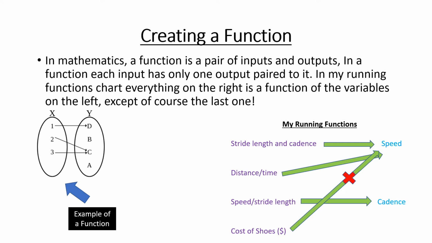So you could say that D is a function of 1, C is a function of 2 and 3. The same way that you could say speed is a function of stride length and cadence on my chart. Speed is also a function of distance and time, and cadence is a function of speed and stride length.